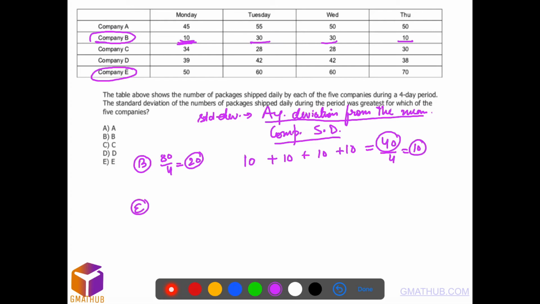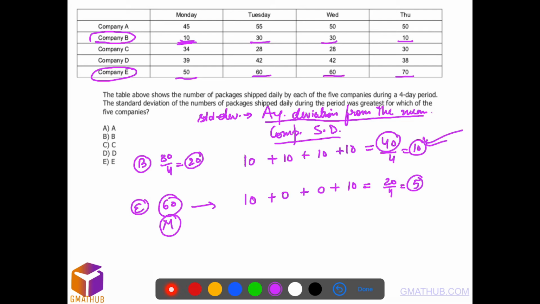E: 50, 60, 60, 70. So here the mean is 60. Deviations of each term from the mean: the first term is 10 away from the mean, second is 0 away, third is 0 away, and fourth is 10 away. So the total deviation would be 20. So the mean deviation is smaller. So B has a bigger deviation. B's standard deviation will be bigger.